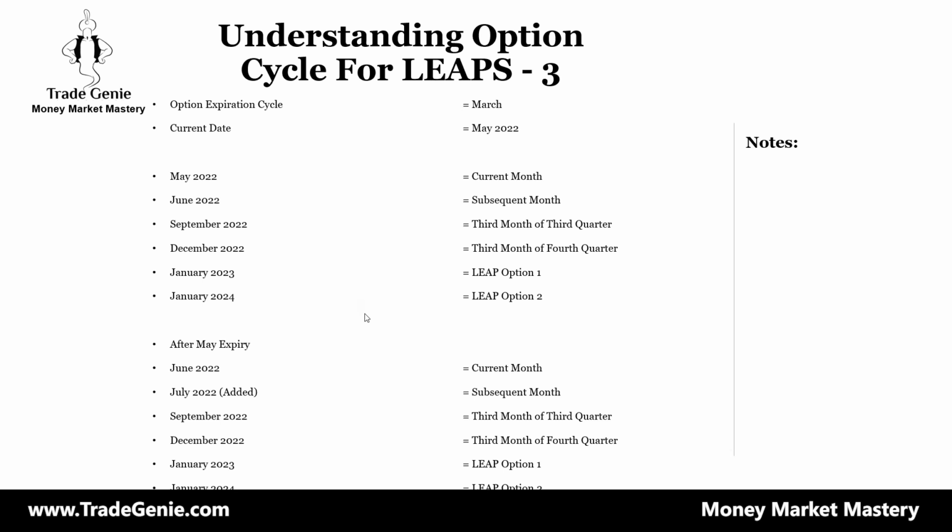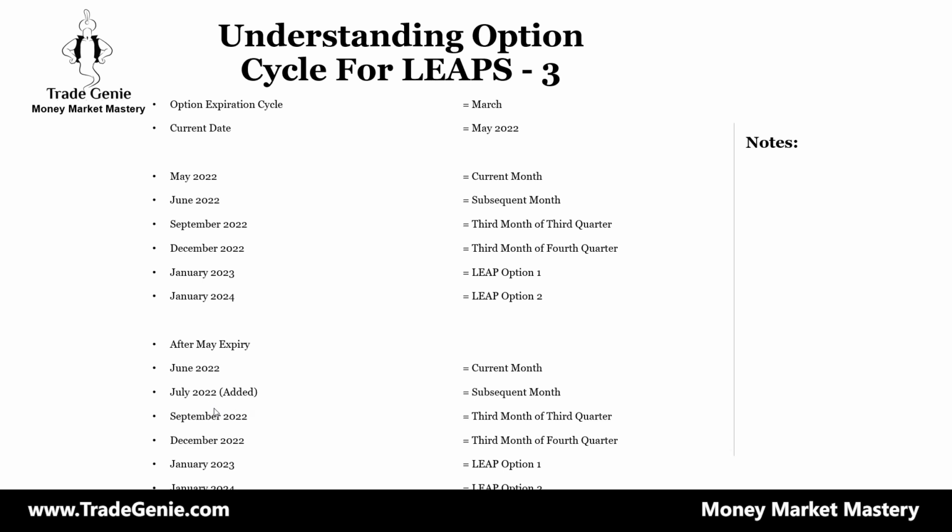Now, what happens when May expires and June comes? When June 2022 comes, it becomes the current month. It was a subsequent month, and it becomes the current month. So when June becomes the current month, we need a subsequent month. The subsequent month is July. So July will be added as part of the options.